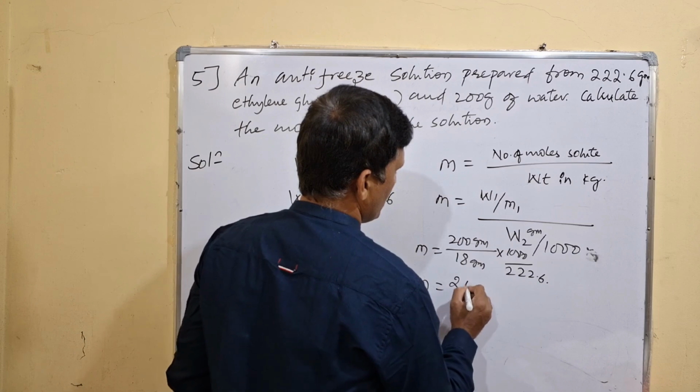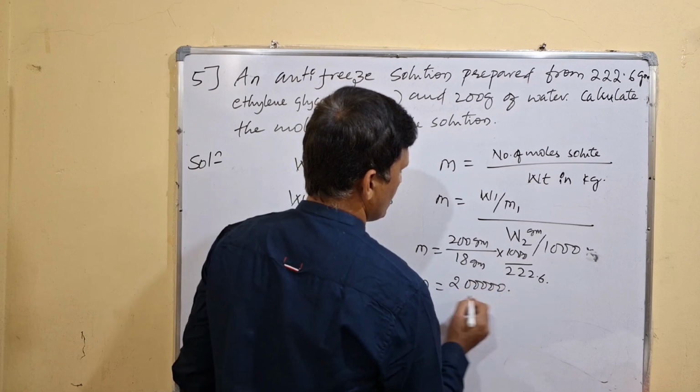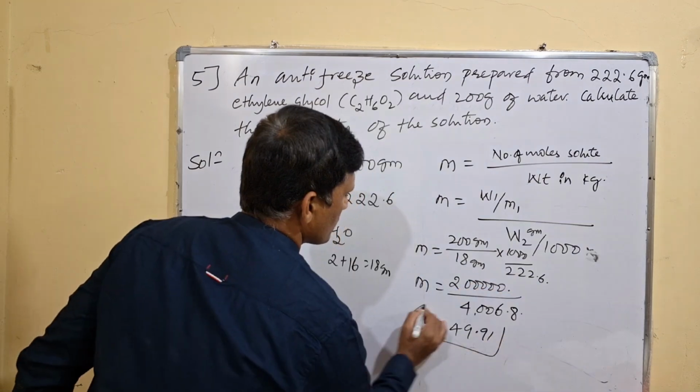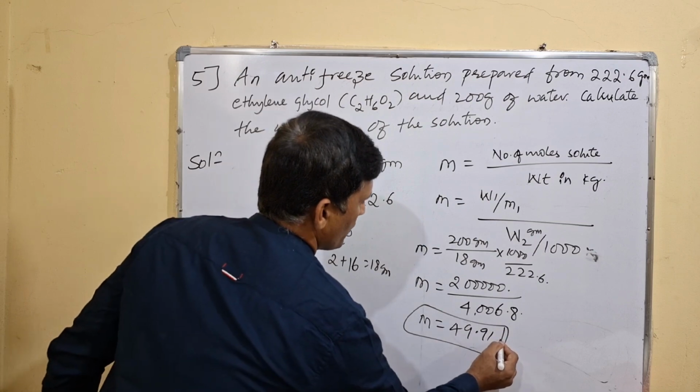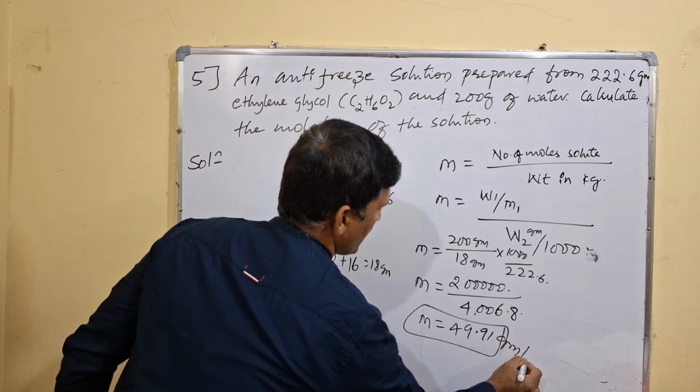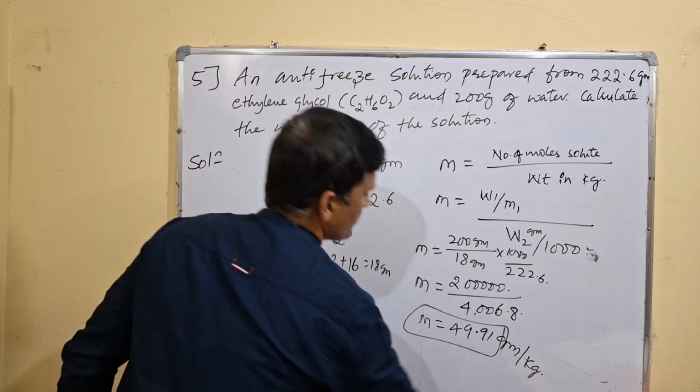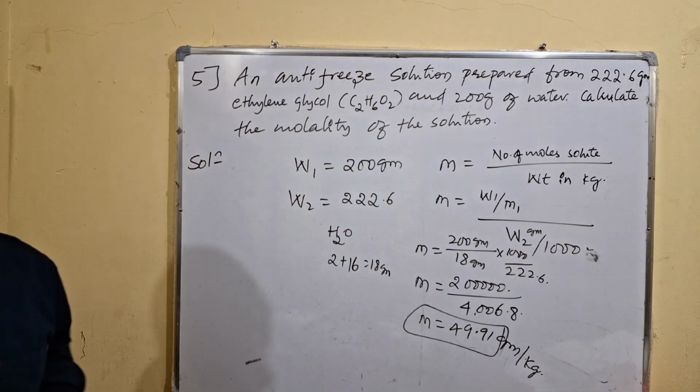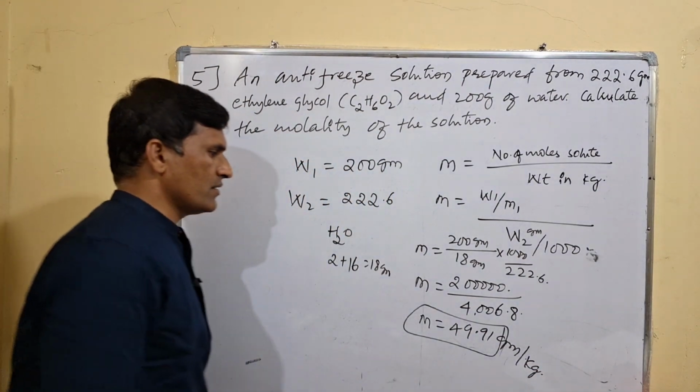So molality is equal to, if you solve, you will get the answer, 200 divided by, and you have to write the unit, gram per kg. Units are very important, that also carries the marks.